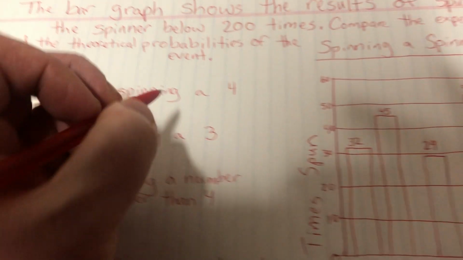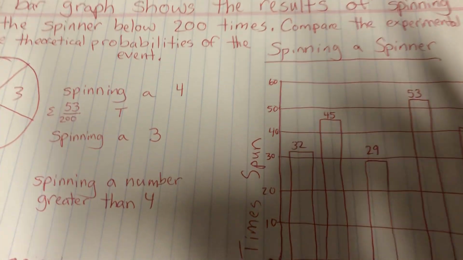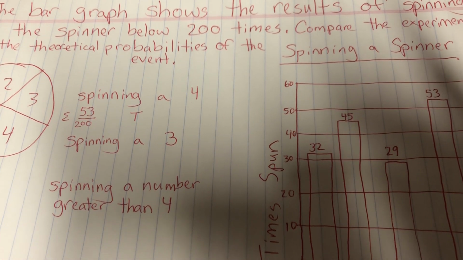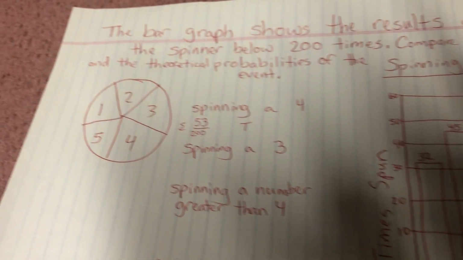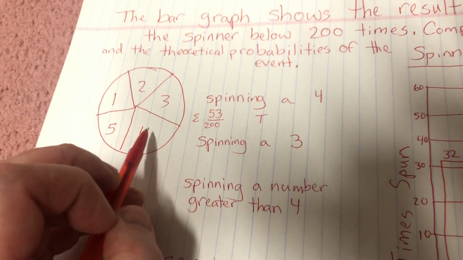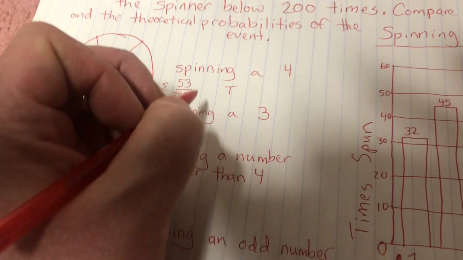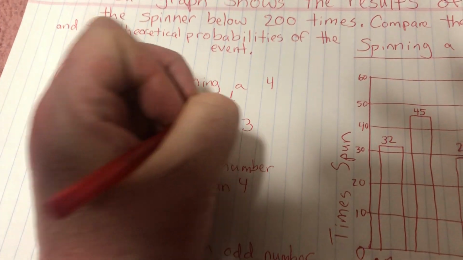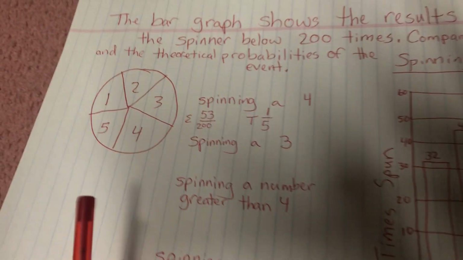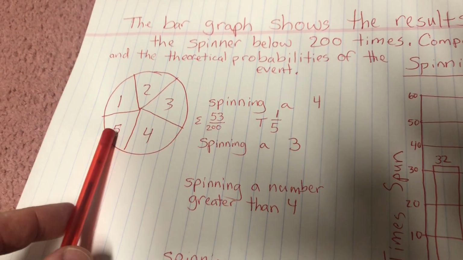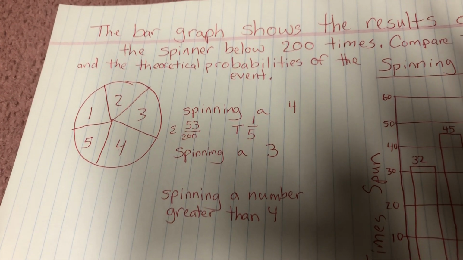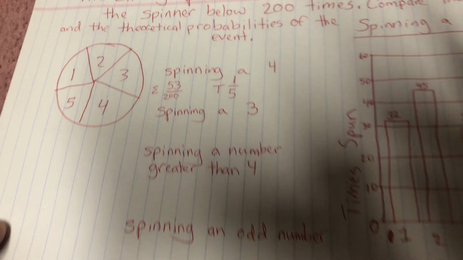Well, for theoretical probability, which is the number of favorable outcomes over the number of possible outcomes, spinning a 4, there's only one possibility. There's only one favorable outcome, and that's a 4. So that's going to be 1. Number of possible outcomes, well, there's 5 sections on the spinner. 1, 2, 3, 4, 5. So the theoretical probability would be 1 over 5.